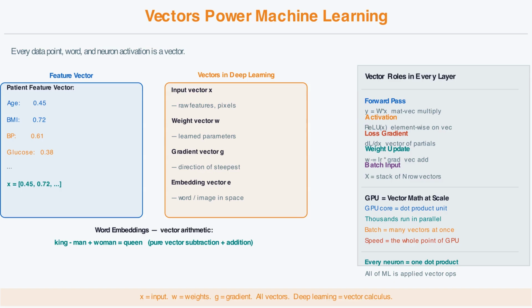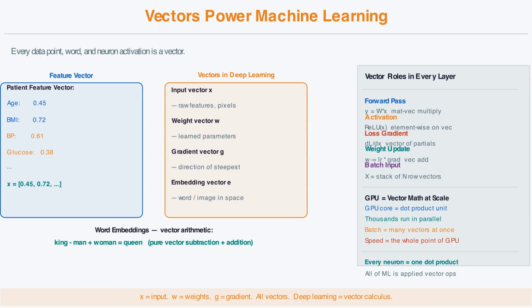When we train the network, the gradient tells us how to adjust the weights. The gradient is itself a vector, one partial derivative per weight. The update rule is simple vector subtraction: new weights equals old weights minus learning rate times gradient vector.